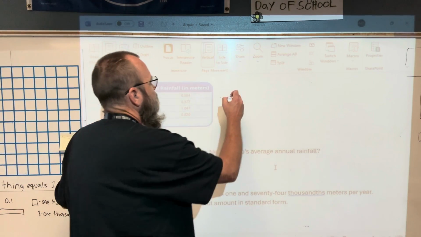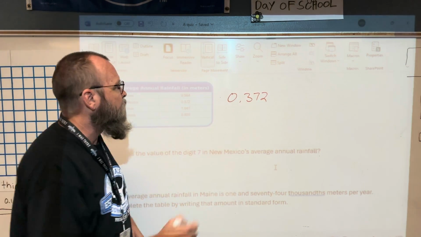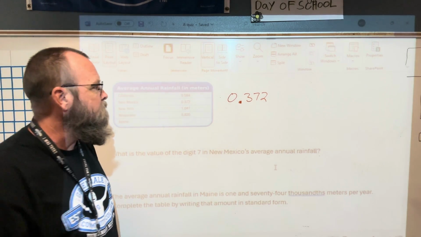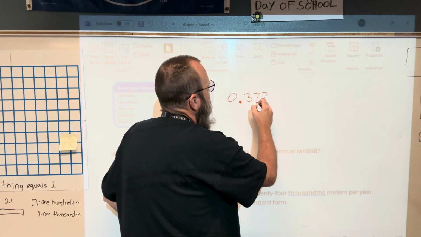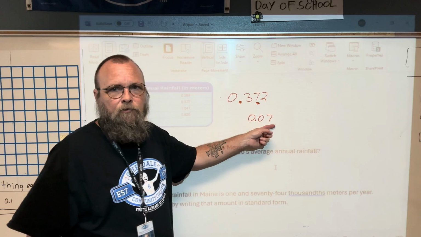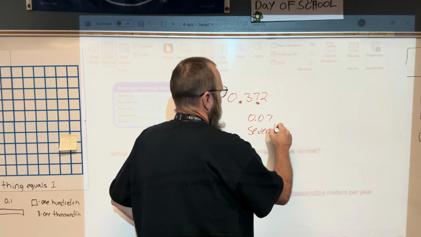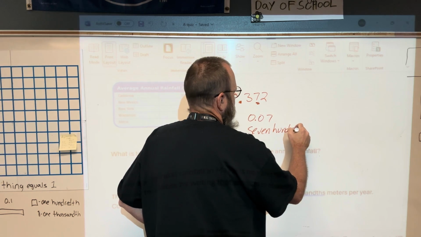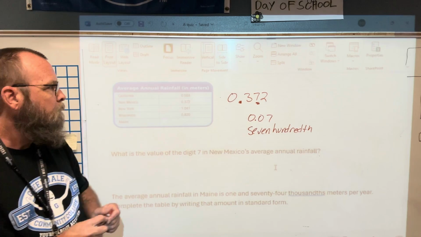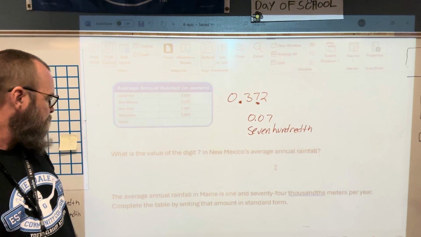Well, New Mexico is written like that. 0 and 372 thousandths. The value of the 7 is 7/100. You could write 7/100 or 7 hundredths. Either one of those would be acceptable.